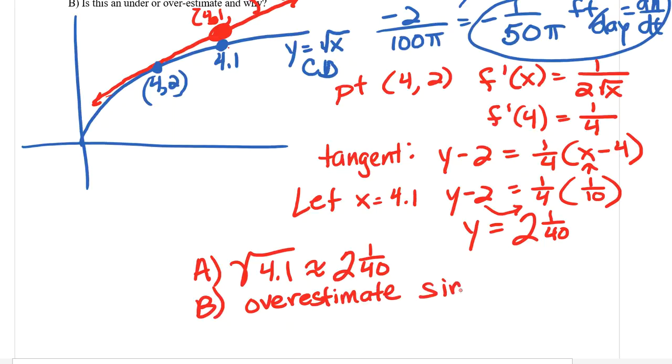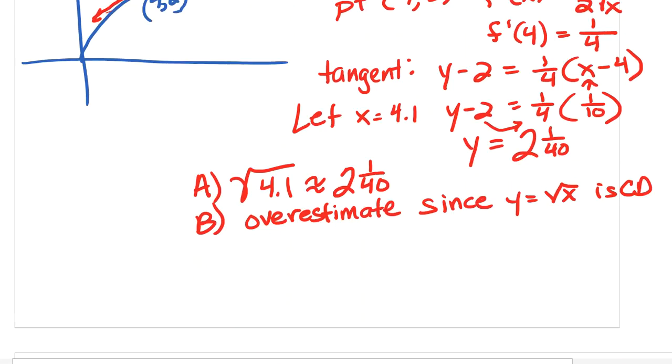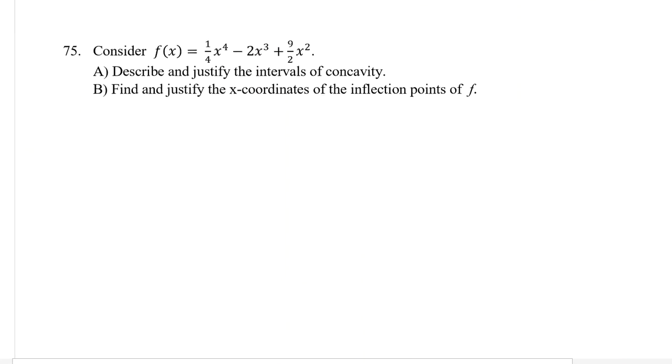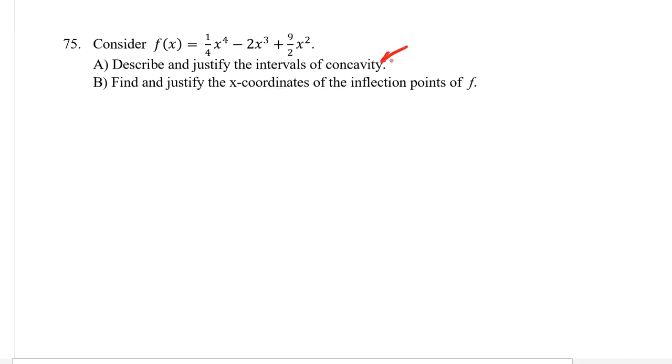This is an overestimate since y equals the square root of x is concave down. In other words, you can see that the tangent line stays above the square root function. All right, now we want to talk about concavity.